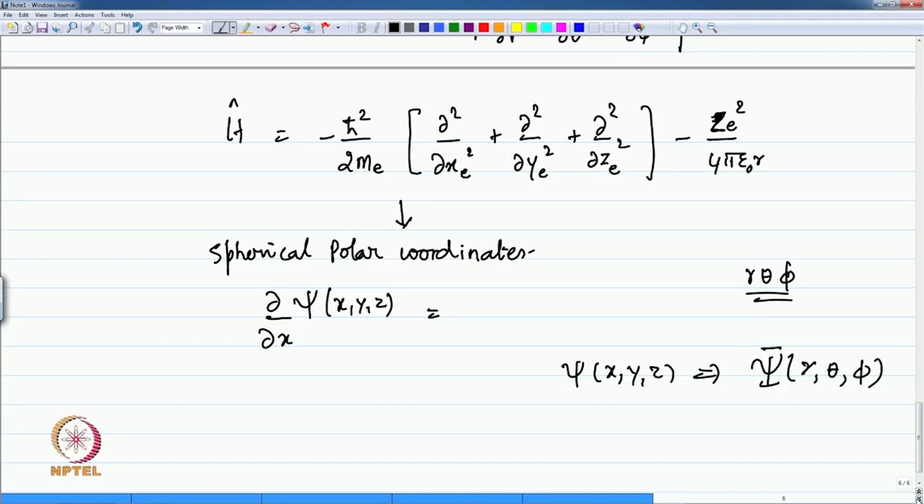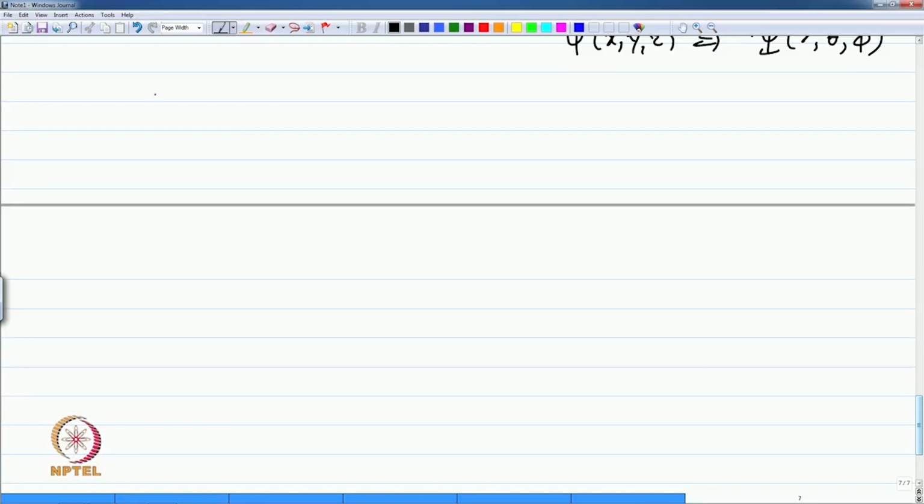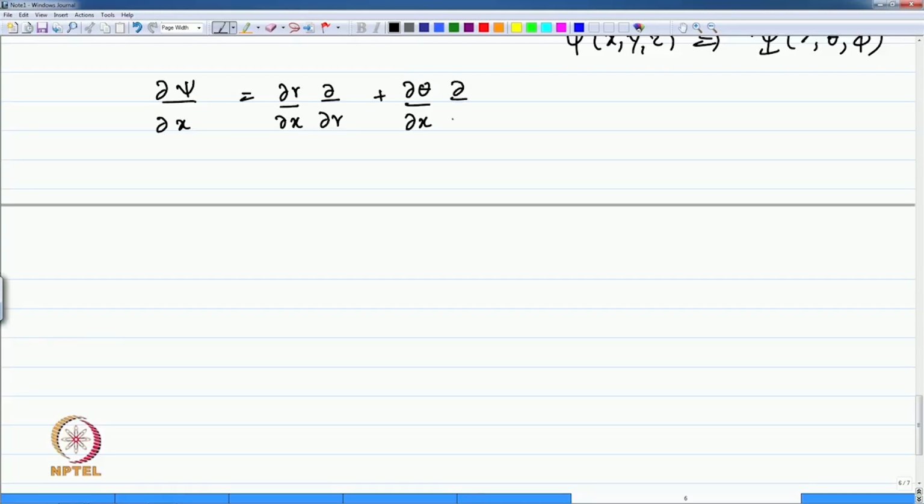Then there is a very simple partial derivative chain rule, which tells you how to calculate ∂ψ/∂x as nothing other than ∂r/∂x times ∂/∂r, plus ∂θ/∂x times ∂/∂θ, plus ∂φ/∂x times ∂/∂φ, acting on the wave function ψ of r, θ, φ. So, this is the transformation of the derivative form of the Cartesian coordinate into the corresponding polar coordinates.